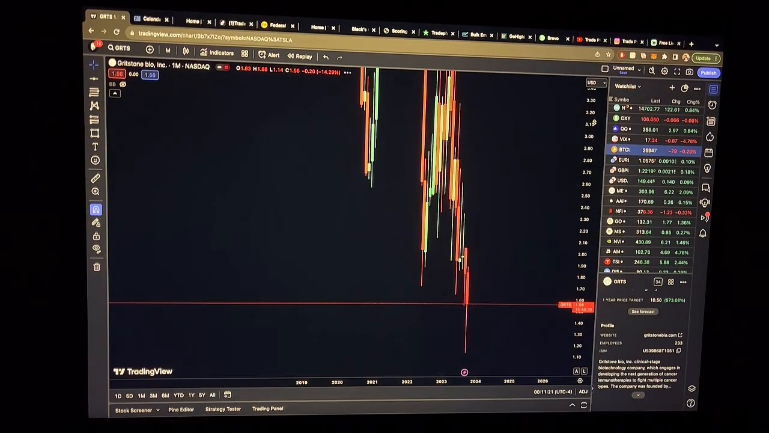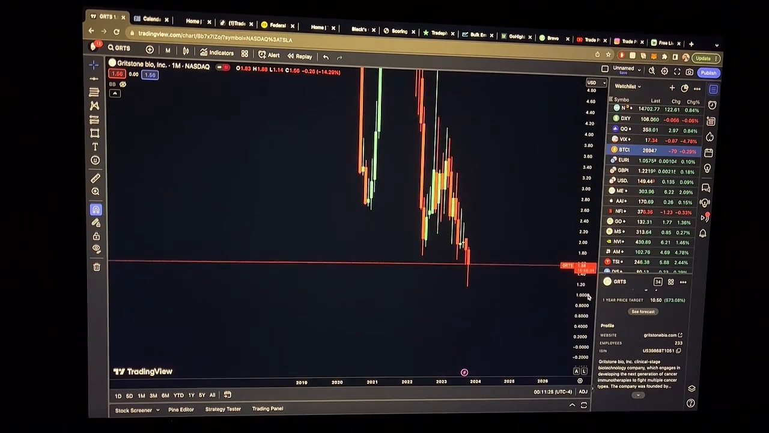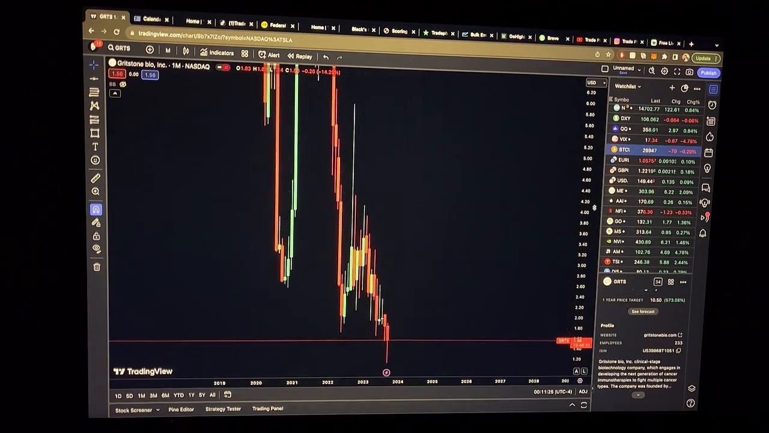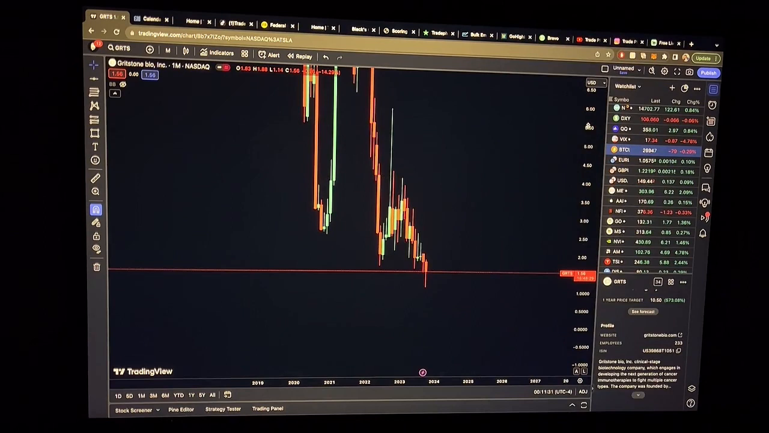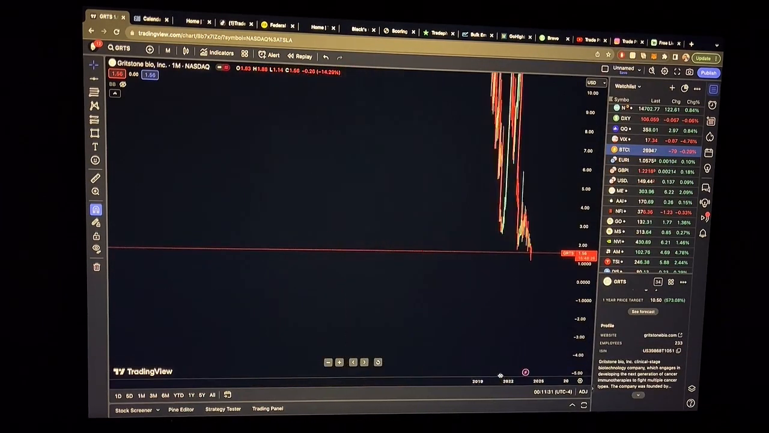All right, do I have any clear institutional order flow here on the monthlies for Gritstone Bio? Interesting name, huh? Man, I don't think I'm going to be able to tell you a lot on this.